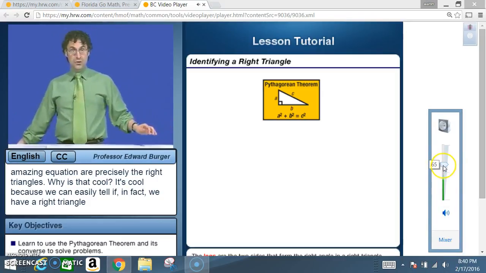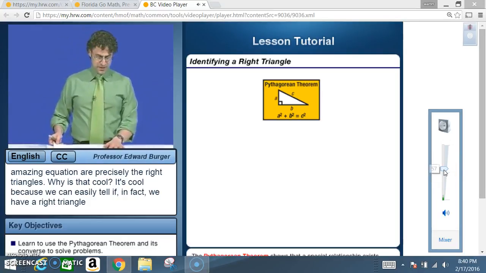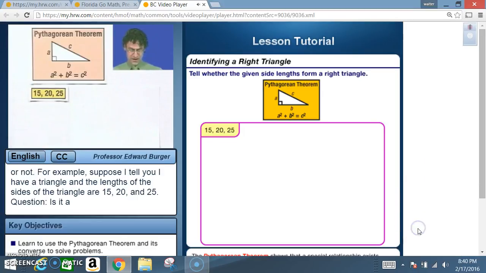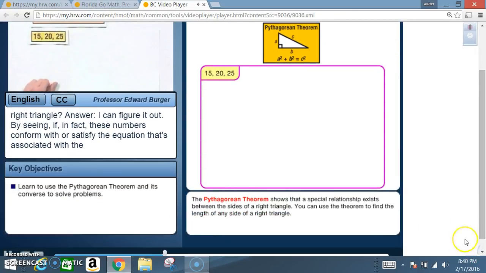Why is that cool? It's cool because we can easily tell if we have a right triangle or not. For example, suppose I tell you I have a triangle, and the lengths of the sides of the triangle are 15, 20, and 25. Question, is it a right triangle? Answer, I can figure it out by seeing if these numbers satisfy the equation associated with the Pythagorean theorem.